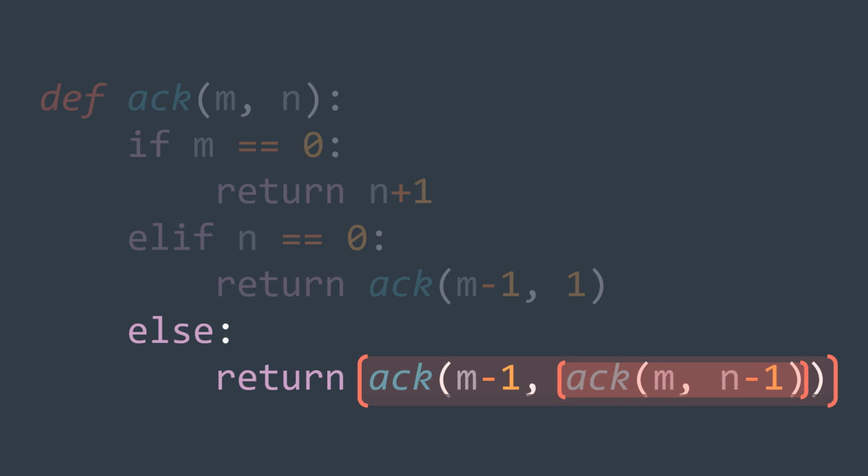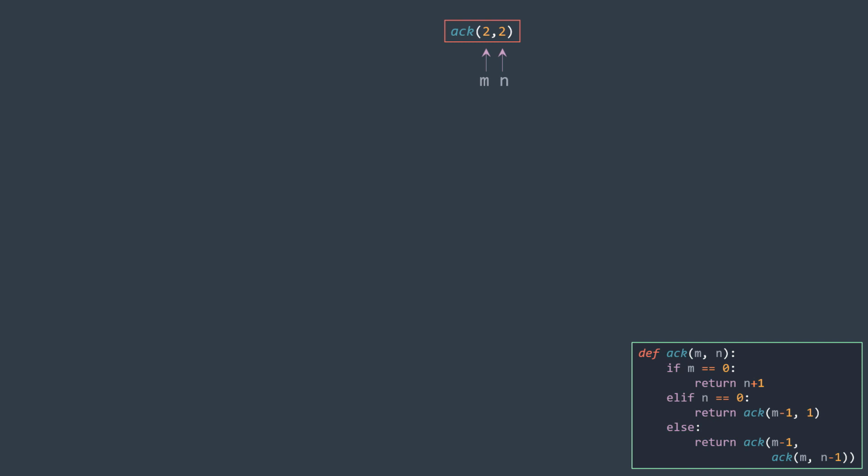Okay, but how does this function work? This function works normally, it's just that we need to calculate the value of the inner recursive call, then we will be able to perform the outer one. Exercise: try to draw the recursion tree of ACK of 2 2. Please pause the video and try to do it.